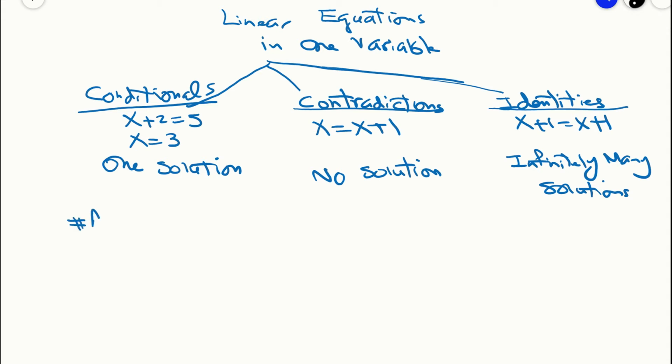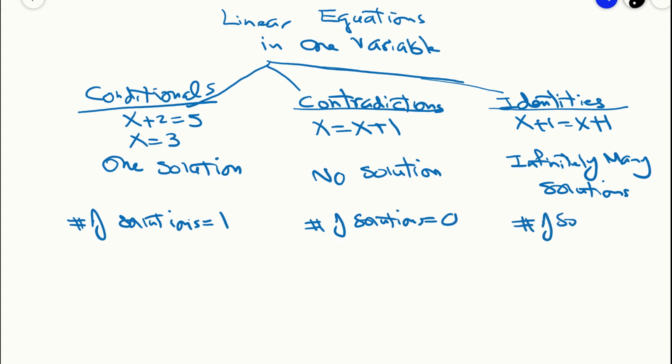So here for this first group, the conditionals, the number of solutions is 1. For the middle group, the contradictions, the number of solutions is 0. For the last group, the number of solutions is infinity. Okay, so there are infinitely many solutions. All right, so that's a simple categorization of all linear equations in one variable.